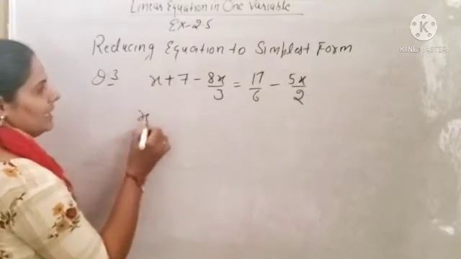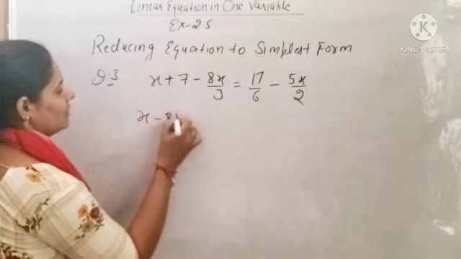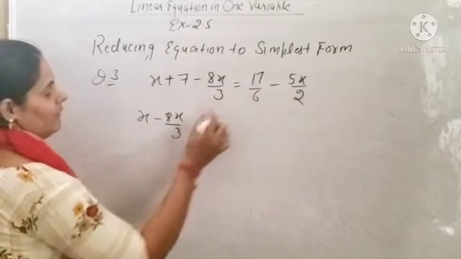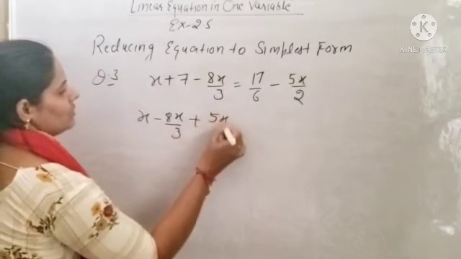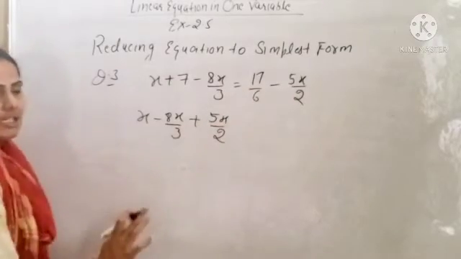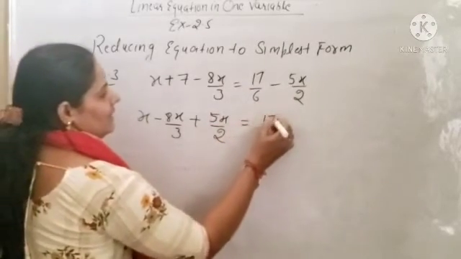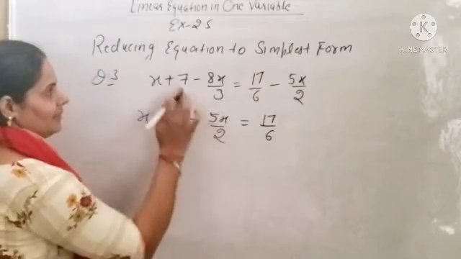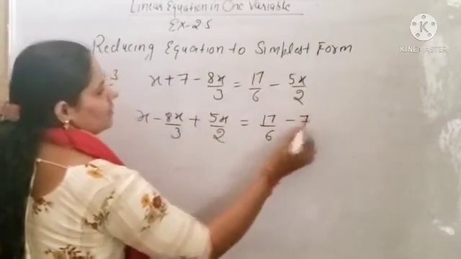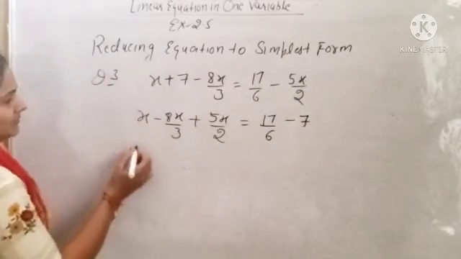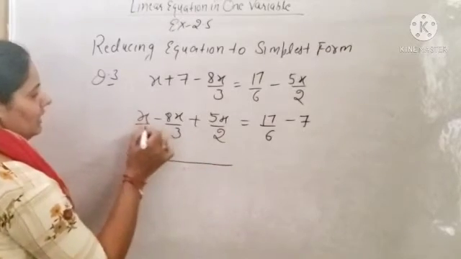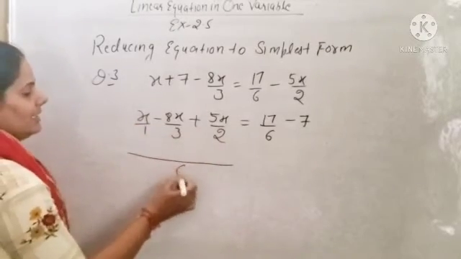x is already on the left hand side, and minus 8x upon 3 is on the left hand side. 5x upon 2 you will take to the left hand side, so it will be added because it was given as subtraction. On the right hand side, 17 upon 6 is already there, and 7 you will take to the right hand side, so it will be subtracted. Clear? Now in the second step you will take the LCM. The denominators are 1, 3, 2, so the LCM will be 6.